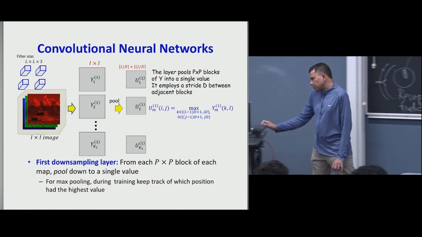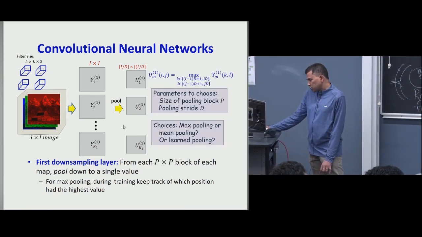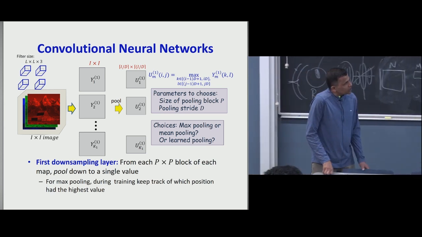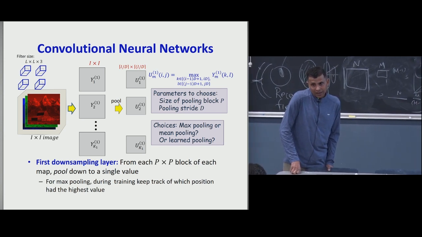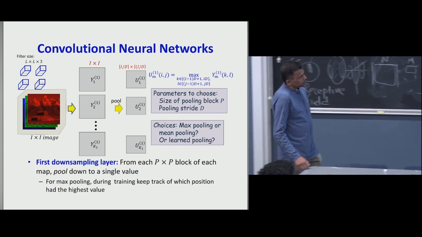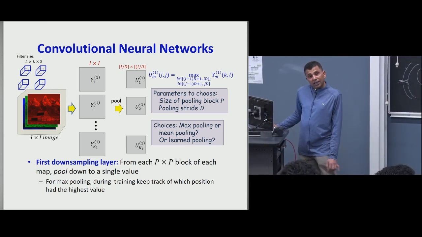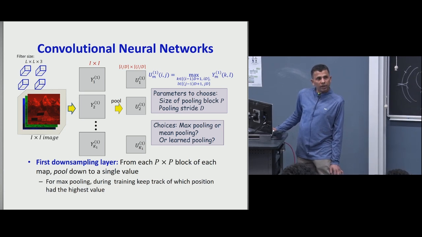Now when you actually implement this, the parameters to choose are the size of the pooling block and the pooling stride. Typically this pooling stride is going to be the same as the size of the pooling block itself, but sometimes it may not be for engineering purposes, right? There are other choices. Do you want to use max pooling? Do you want to use mean pooling? Or do you want to not use pooling at all?